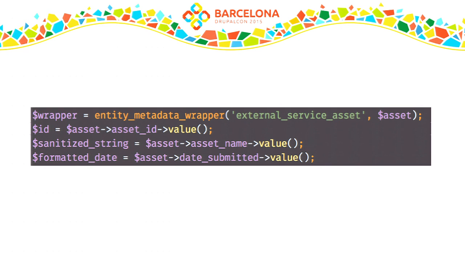Who here is familiar with entity metadata wrappers? These work too. So if I call asset ID value, I'm going to get an integer back. If I call asset name value, it's going to automatically sanitize the string. If I call formatted date, all I have to do is get value, and the getter callback will be run automatically. Once again, you're getting a much improved developer experience where you're not having to learn a separate library. You're, in fact, using all the tools you already know.